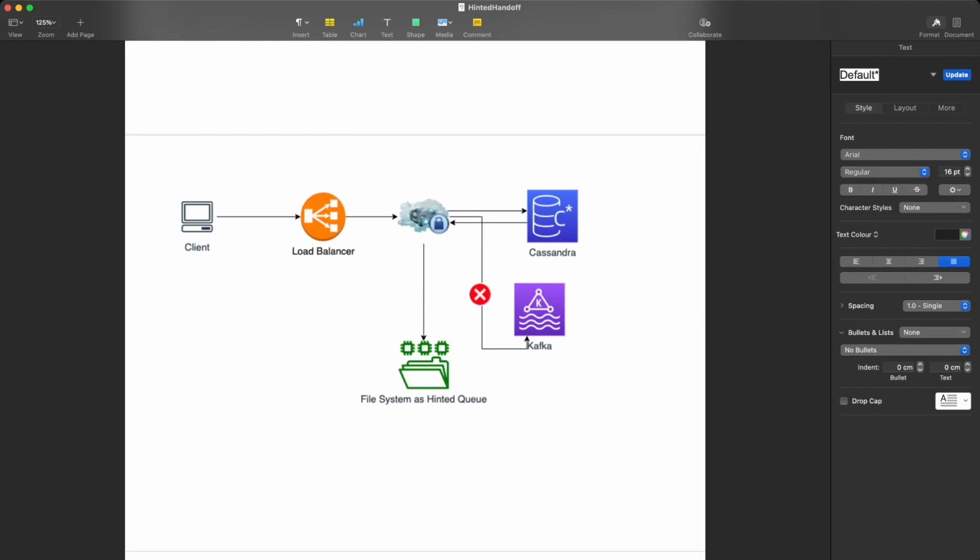A client sends a request to the load balancer, and the load balancer sends it to the processor, or take this as a REST API or whatever it is. And it writes to the database.